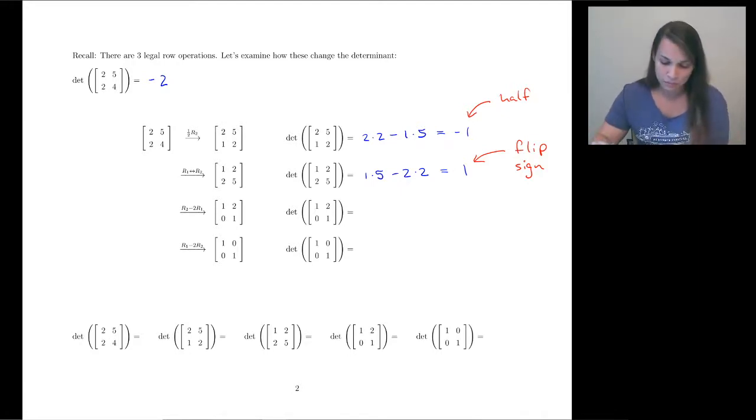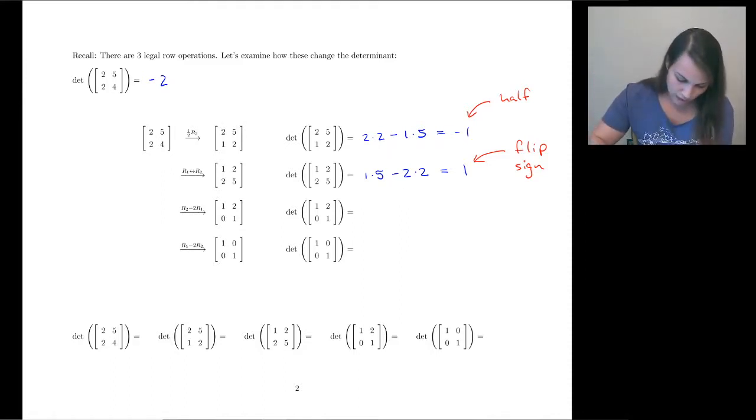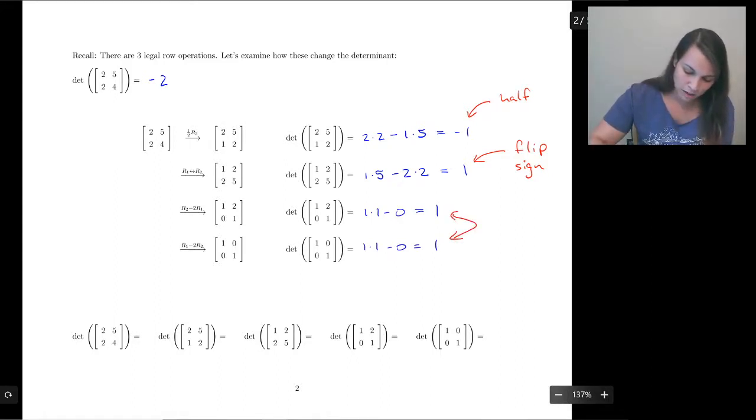Now let's see what a row change, or adding rows together, is going to do. So now we've got 1 times 1 minus 0, so that's just 1, and then 1 times 1 minus 0 again, so that's still 1. So that had no change at all from before.